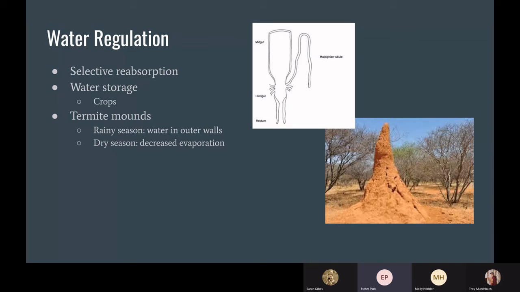Termites can also control water balance by drinking water from the wet soil in their mounds, as well as storing water in their crops. Termites can also utilize their mounds for water regulation. In the rainy season, they build specific water channels that lead the water to the outer walls of the mound. But then in the dry season, the termite mound reduces evaporation, and sometimes the termites can even actively transport water to keep the insides of the mounds moist.